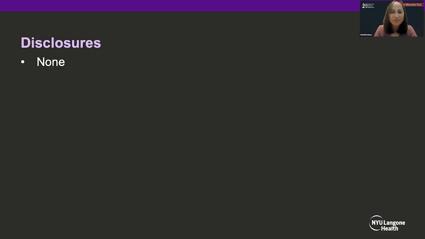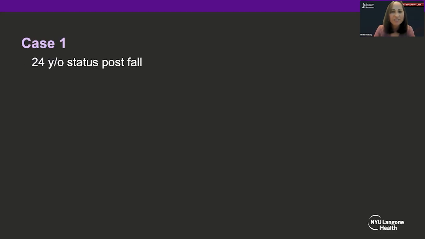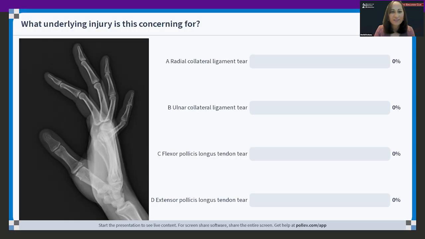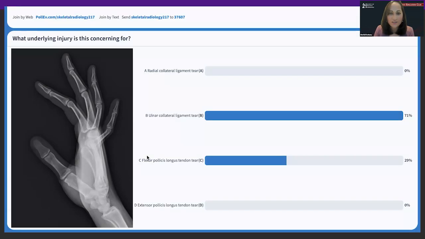So I have no disclosures. So we'll start with our first case, a 24-year-old status post fall. Okay, so we'll start with our first question. Seems like the majority has said ulnar collateral ligament tear with a flexor pollicis longus tendon tear.